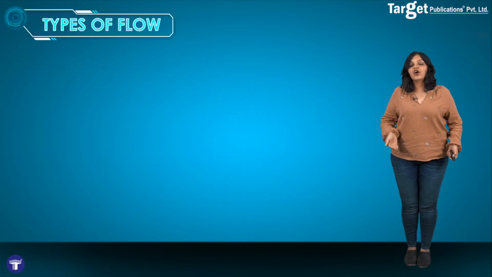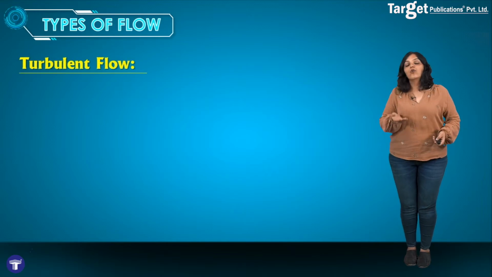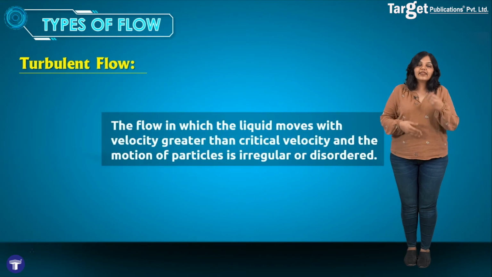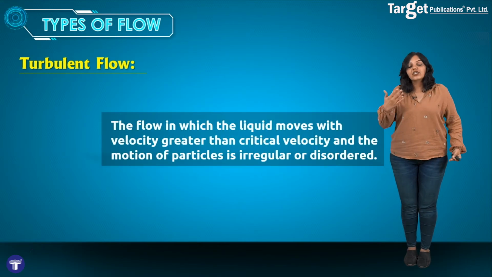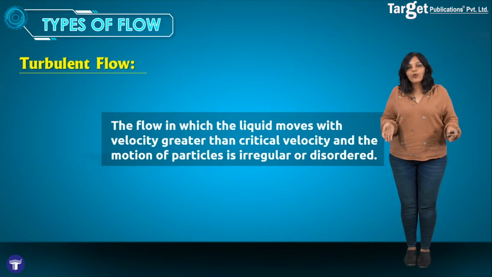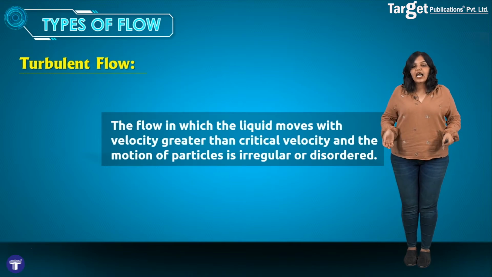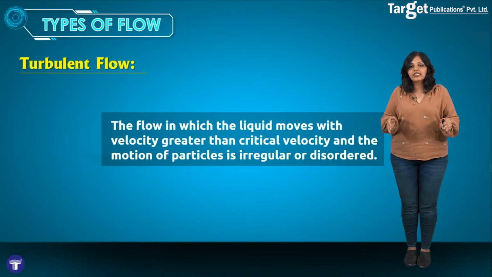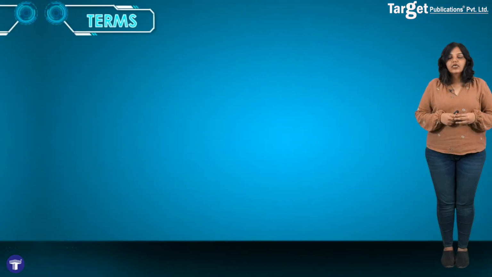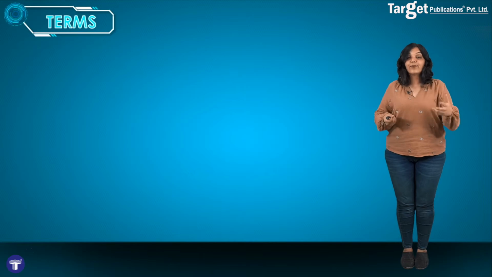And therefore, with the idea of critical velocity, I can define what is known as the second type of flow, which is the turbulent flow. Simply speaking, the flow in which the liquid moves with a velocity greater than the critical velocity will be known as the turbulent flow. In such a flow, the motion of particles is irregular or disordered. And thus, the two types of flow that we have studied are the streamline or steady flow and the turbulent flow.